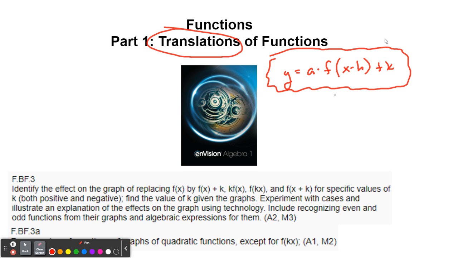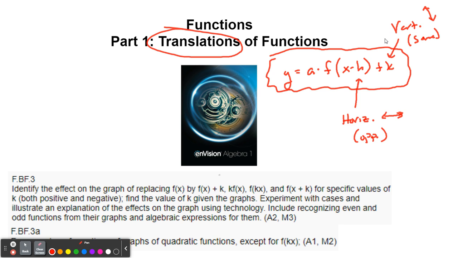So f of x is our original function, our parent function. In this section, we're going to focus on the translations, and those two variables are the h and the k. Remember that h stands for horizontal. It's the horizontal translation, which is your left and right. But remember, it always is opposite of what it says. And then the k here is your vertical translation, and you always go the same way that it says. So positive means up and negative means down, right?